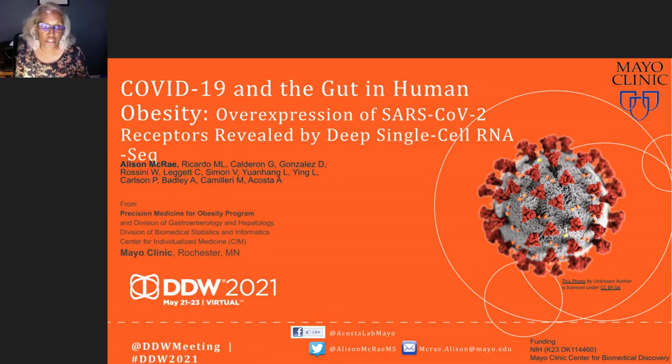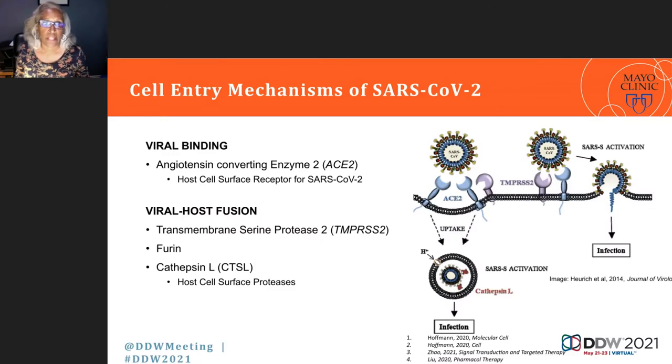The next presentation, entitled COVID-19 and the Gut in Human Obesity, was presented by Alison McRae from a group at Mayo Clinic. Cell entry into the enterocyte is mediated by two mechanisms: viral binding, the receptor being angiotensin converting enzyme 2, and by host viral fusion mediated by three proteases: transmembrane serine protease 2, furin, and cathepsin L.